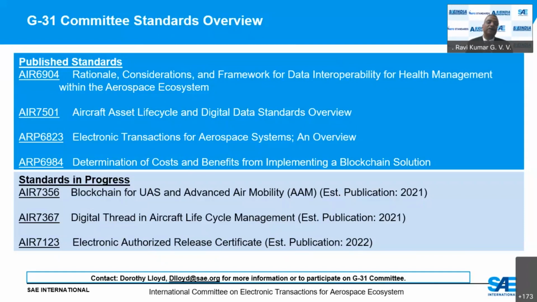Okay. Out of these 3 documents, 1 document, the first one, blockchain for UAS and advanced air mobility, we are going to take it to ballot soon. And we are targeting this particular document by end of this year or early next year based on the approvals.